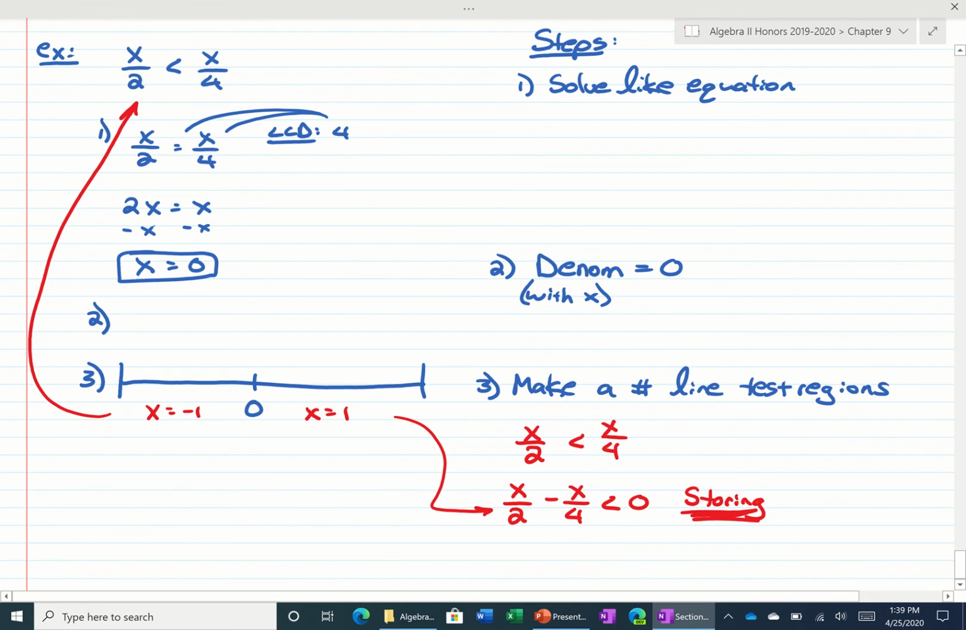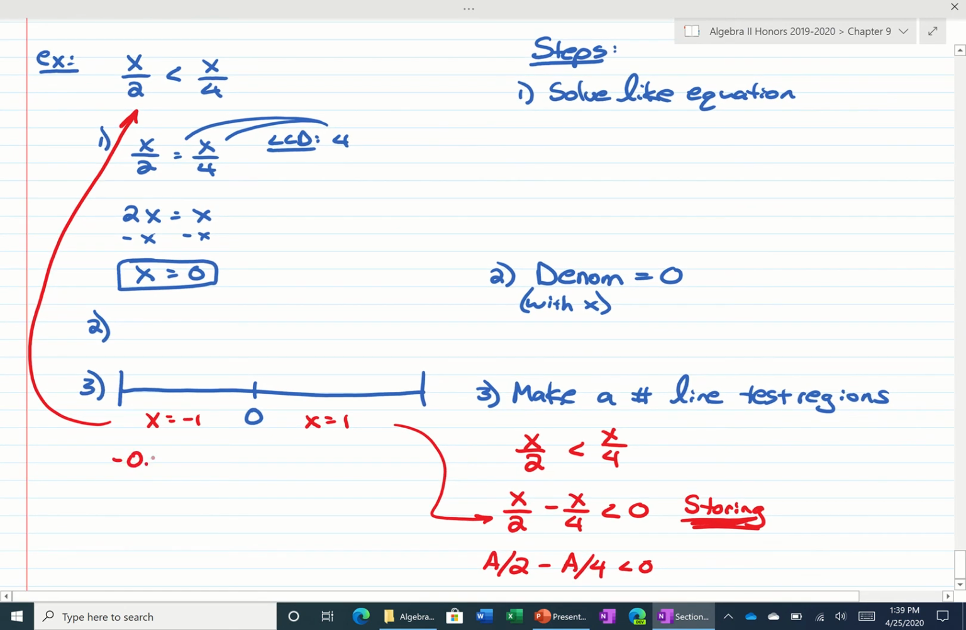So on my calculator, I'm going to type in mem variable. So I'm going to store -1, and then hit the store button for a. And then I'm going to type in mem variable a divided by 2 minus mem variable a divided by 4, and see if that comes out to be less than 0. I'm going to hit enter, and I'm getting -0.25 is less than 0, and that's true.